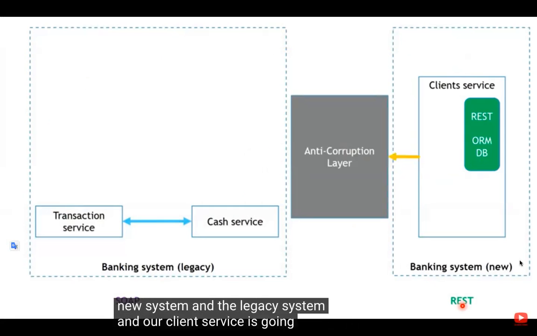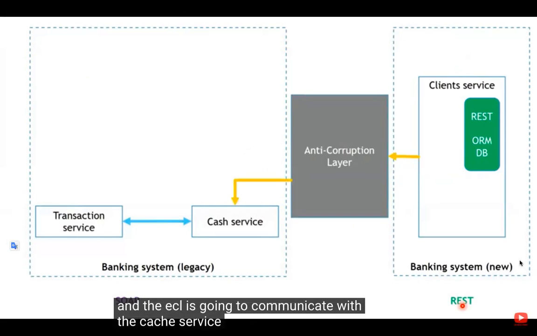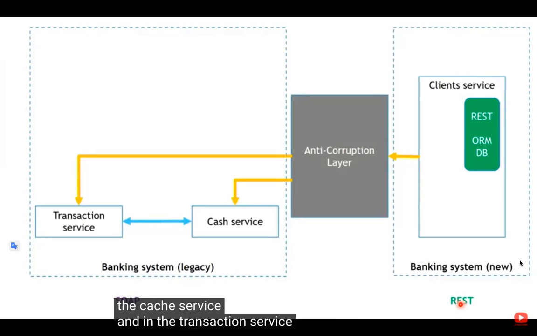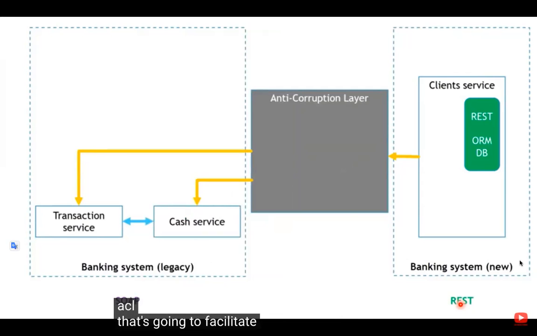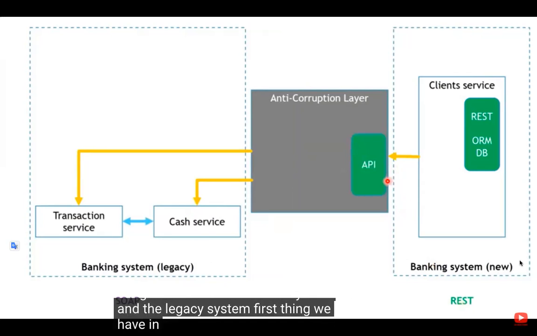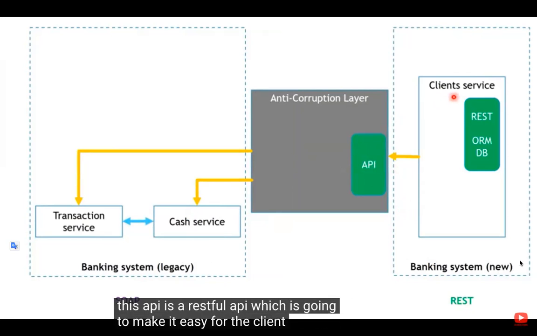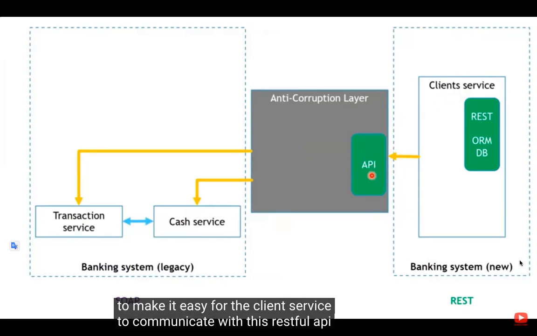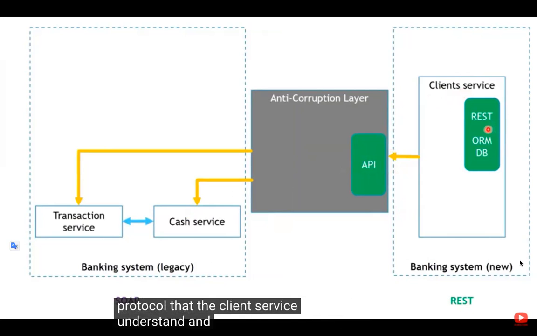Our client service is going to communicate with the anti-corruption layer, and the ACL is going to communicate with the cache service and the transaction service. Now let's have a look at what's inside the ACL that's going to facilitate the integration between the new system and the legacy system. First thing we have in here is an API. This API is a RESTful API, which is going to make it easy for the client service to communicate with, because this is pretty much the same protocol that the client service understands and uses.